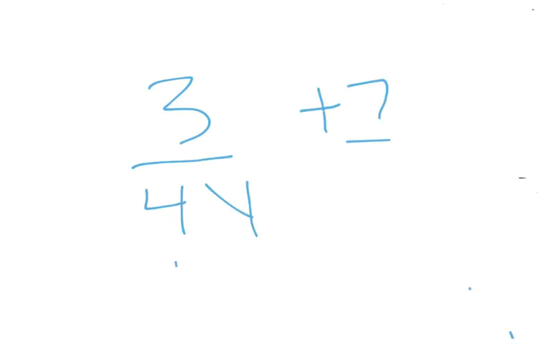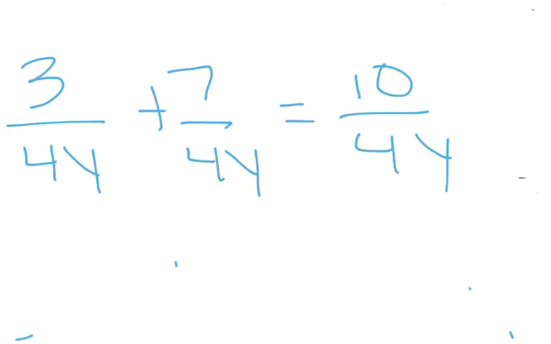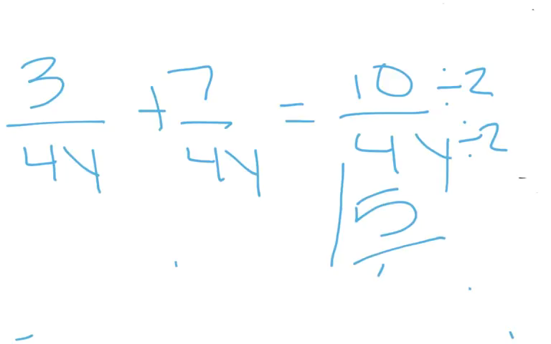Okay, so we have 3 over 4y plus 7 over 4y. Now you add the numerators, which equals 10 over 4y. And the 4y will stay the same since they're common denominators. So now what I did here was reduce by 2 since they both go in. Since 10 divided by 2 is 5, and 4y divided by 2 is 2y, this would be your answer, 5 over 2y. My partner will now show you the next example.